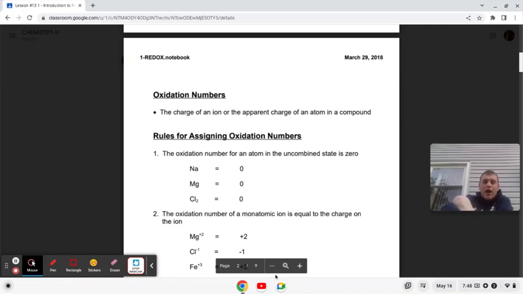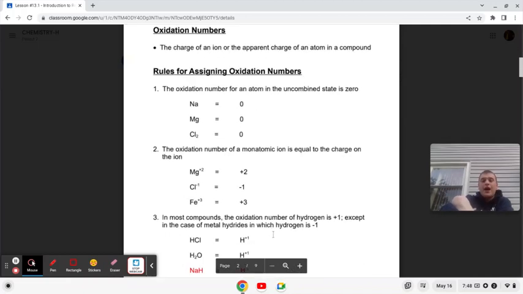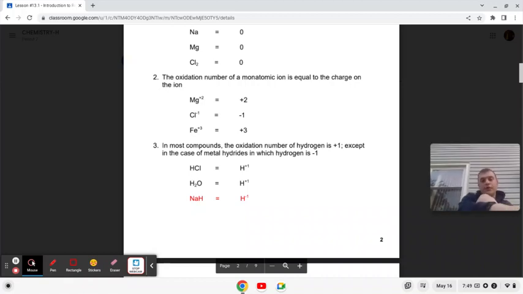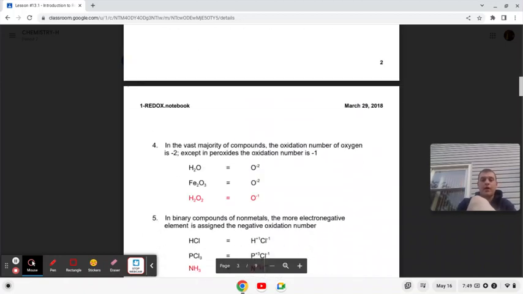So uncombined, the oxidation state is always 0, and for a monatomic ion it is equal to the charge of the ion. So +2 for magnesium, -1 for chlorine, +3 for iron. In most compounds, hydrogen is +1. If it's a metal hydride, though, it's a -1.